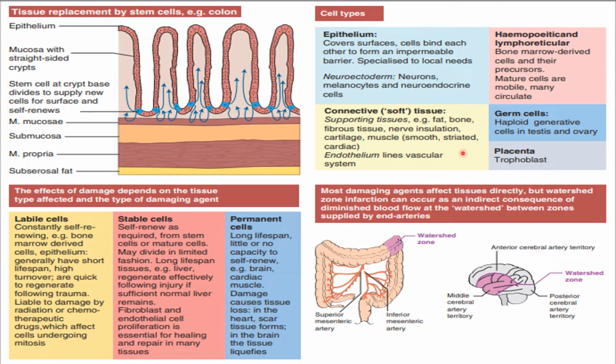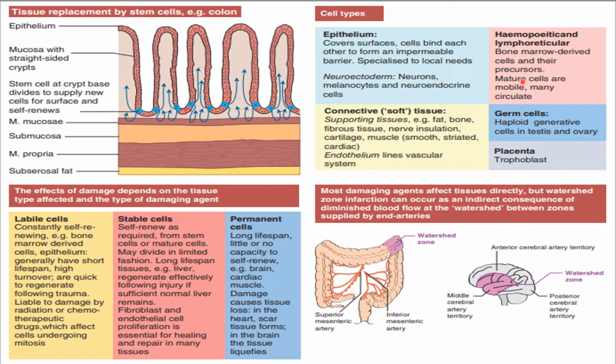Let's look at the general types of cell. Epithelium covers the surfaces, and cells bind each other to form an impermeable barrier specialized to the local needs. Neuroectoderm, neurons, melanocytes, and neuroendocrine cells are all types of epithelial cells.